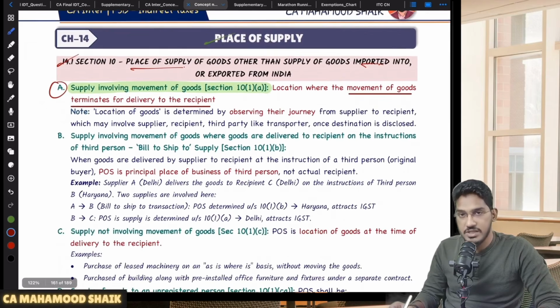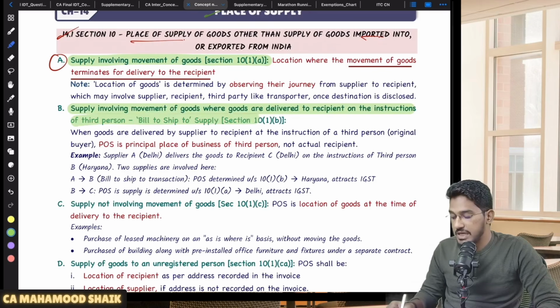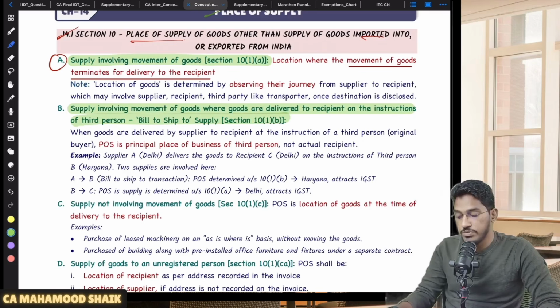So this is what we have regarding section 10 subsection 1 clause A. Now let us come to section 10 subsection 1 clause B. What does section 10 subsection 1 clause B talk about? It involves how to determine the place of supply in case of a bill to ship to transaction.